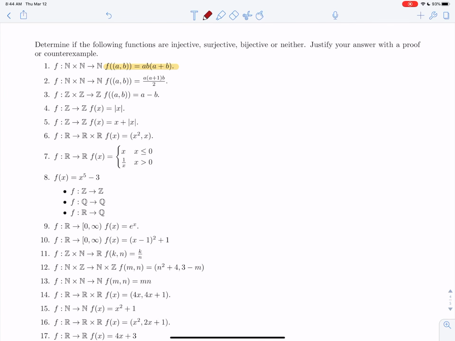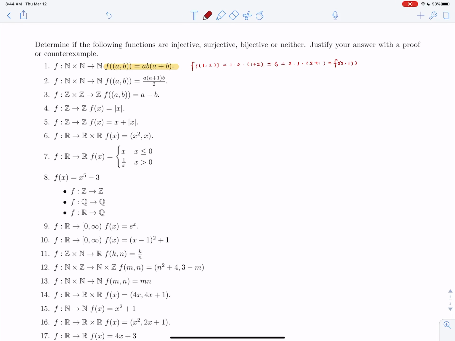For example, f of, let's say, (1, 2) equals 1 times 2 times (1 plus 2), which is 6, and this equals 2 times 1 times (2 plus 1), which is still 6. This is (2, 1). This means it's not injective, okay?